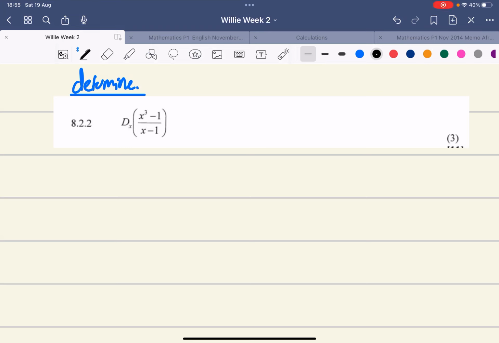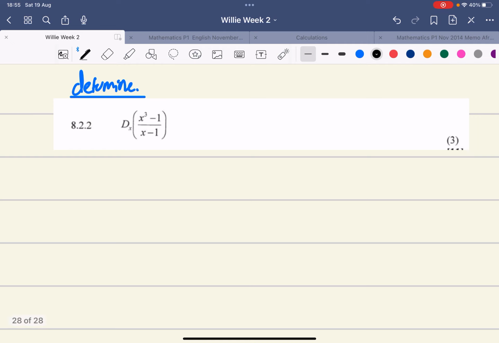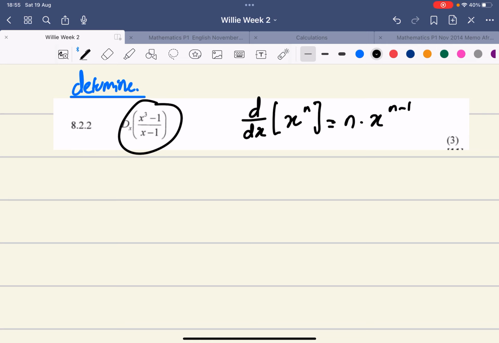Okay, in question 8.2.2, we are asked to find the derivative of this. What we have to do is simplify this first, and then get it into a form where we can use our exponent rule for the derivative. Again, I stress that the exponent rule is given as d/dx of x to the n is equal to n times x to the n minus 1. So we need to get this into a form that we can use this rule.